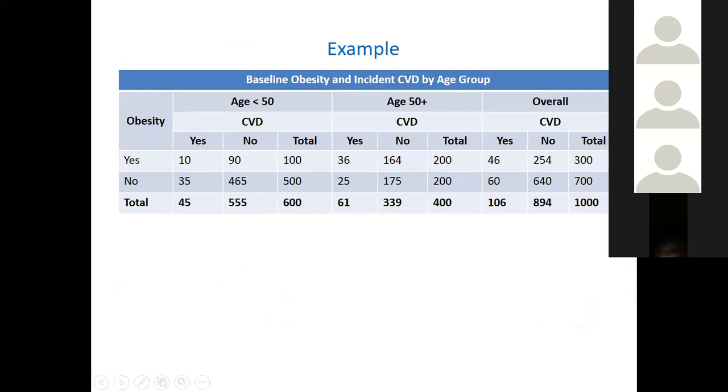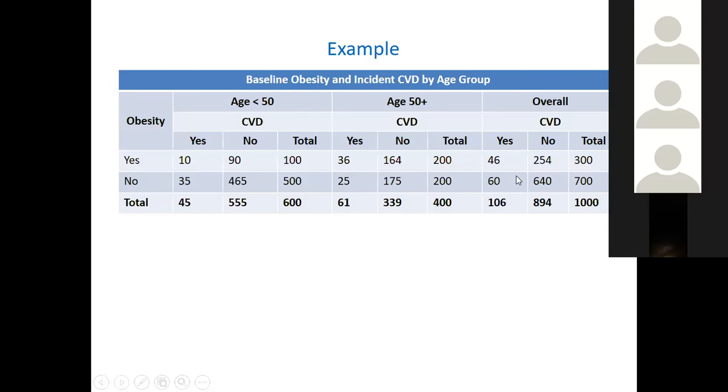Based on resident incidence CVD. So if you look at this data now, the last part of the data, overall, the data set is one. There are 1,000 people, and 300 are obese, 700 not obese. Then 106 have cardiovascular disease, 894 did not have. Total is 1,000. This is overall.